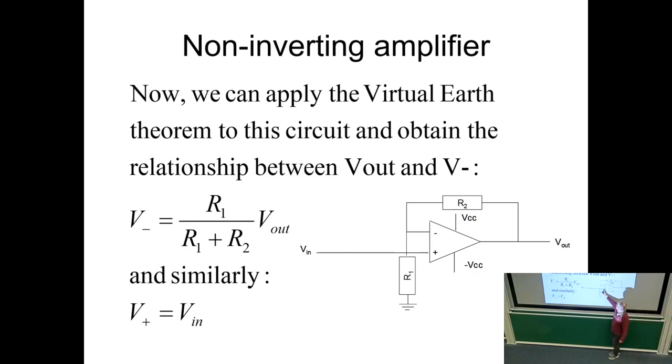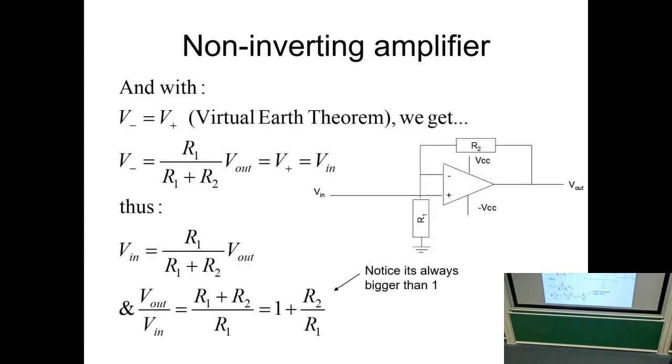V plus is V in. And that's it. V plus equals V in. And now we apply our virtual earth theorem and we say V plus equals V minus. So we can make this equal this. Okay. And if we do that, which is done here, V in equals R1 over R1 plus R2 V out. We rearrange that to get V out over V in. V out over V in, the gain, is equal to R1 plus R2 over R1.